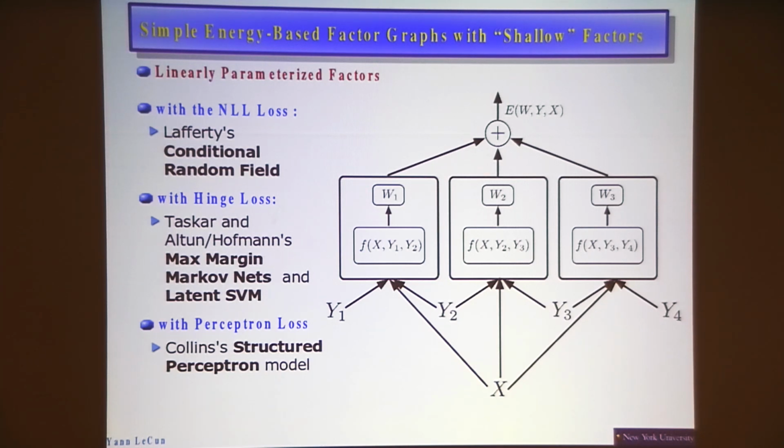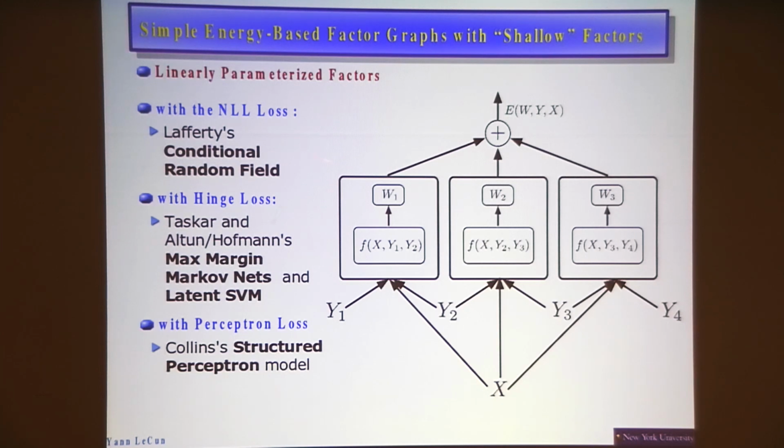Okay, and then you just sum up the energies. And if you do this, and you use one of the loss functions, so if you use the negative log likelihood loss, this model exactly corresponds to conditional random fields. If you use the hinge loss, this model exactly corresponds to the Taskar and Altun-Hofmann max margin Markov nets or latent SVM, if you have latent variables in there. And if you use the structural perceptron loss, then this exactly corresponds to Michael Collins' structural perceptron model. Okay, so those models are an instance of energy-based model where the energy terms are linearly parameterized in the parameters, which means they're not deep.